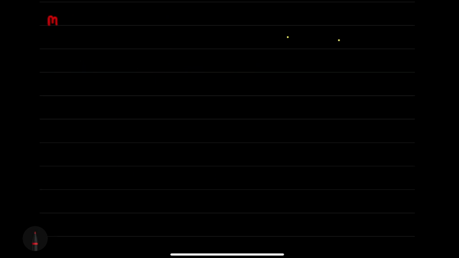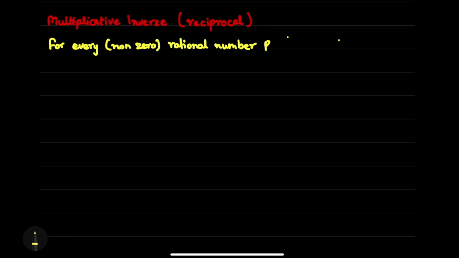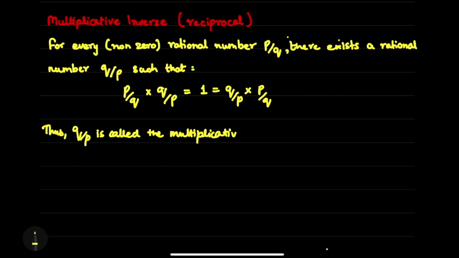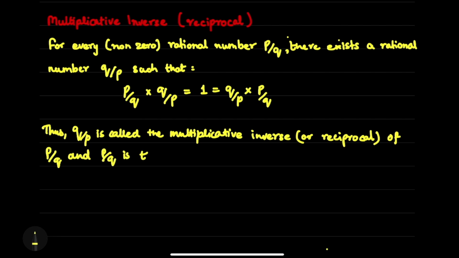This again builds up to the multiplicative inverse or the reciprocal of a rational number. So for every non-zero rational number p by q, there exists a rational number q by p such that p by q into q by p is equal to 1. Thus, q by p is the multiplicative inverse or the reciprocal of p by q, and p by q is the multiplicative inverse or the reciprocal of q by p.